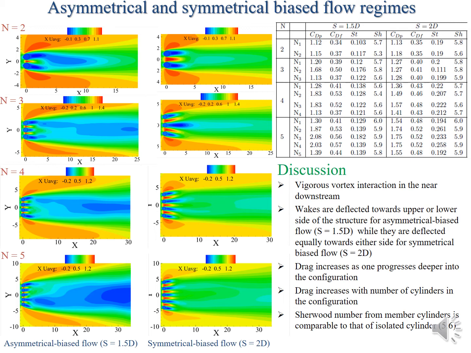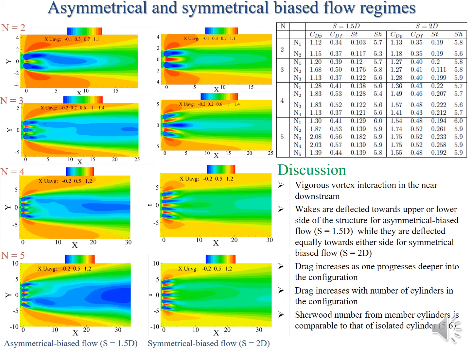For symmetric biased flow regime, as you can see in the second column, we have both cylinders in the configuration for two side by side cylinders having almost equal wake, but both of them deflected towards the outer side. And that goes even for three side by side cylinders having now a very wide wake in the middle because it is deflected equally toward the upper and the lower side. And that is also true as you increase the number of cylinders in the configuration.